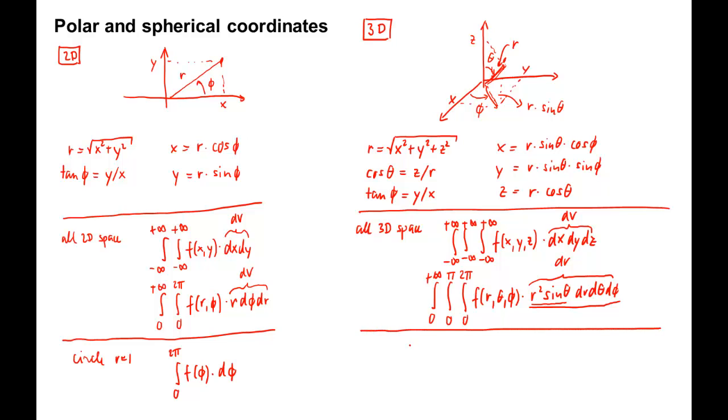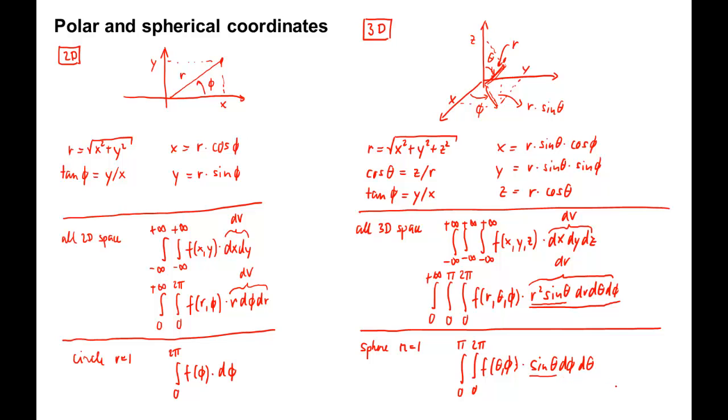Integrating only over a sphere with radius 1 can be done with the following integral. Integral of theta from 0 to pi, and the integral from 0 to 2 pi for phi of some function f of theta and phi times sine theta d phi d theta. Be careful again not to forget the sine theta factor in this integral.